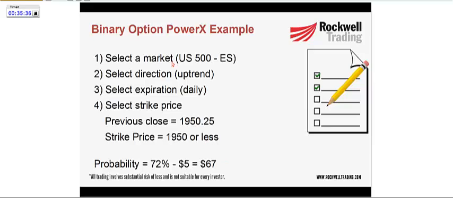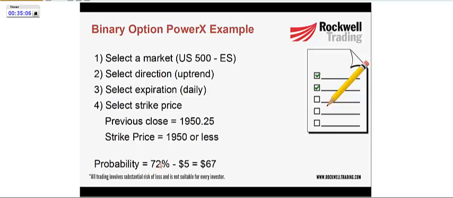So here's an example. Selecting a market. Let's say that the E-mini S&P is in an uptrend based on our power crossover rules. So I would use the US 500 in NADEX. Select direction, uptrend. Select expiration, I'll use a daily expiration. Select the strike price. If the previous day's close was 19.50 and a quarter, then the strike price I want to select is 19.50 or less if I'm expecting an uptrend.